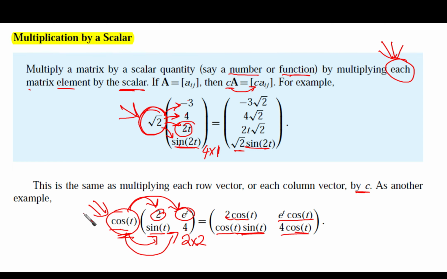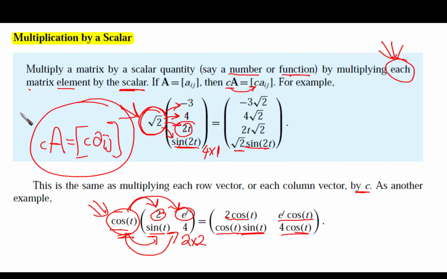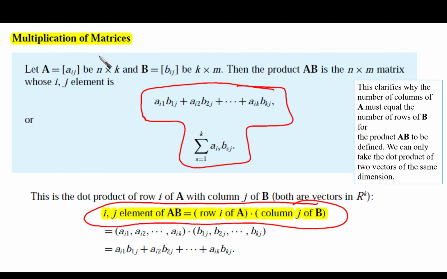So whenever we multiply a scalar quantity by our matrix, it equals the multiplication of this scalar quantity by each element inside the matrix itself. This is important for us to realize. Now let's go to the next part, which is multiplication of matrices.